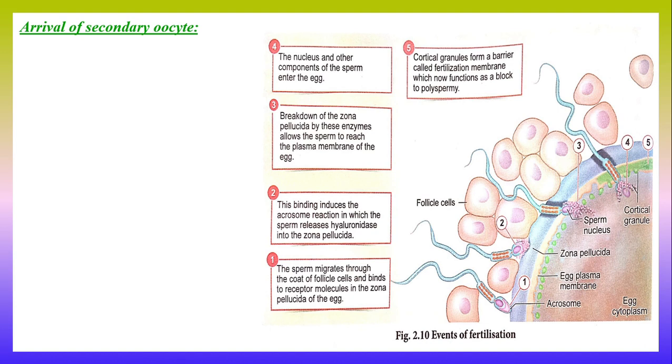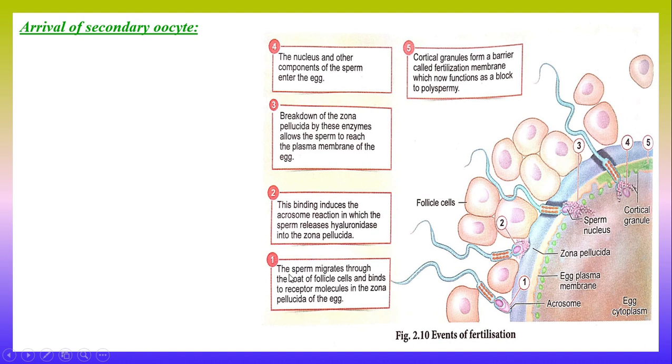Normally, at what time may the secondary oocyte be released? Midline of the menstrual cycle. That means at the 14th day of menstruation. By the rupturing of the Graafian follicle, the secondary oocytes are released. The fimbrium of the fallopian tube collects the secondary oocyte, which passes through the fallopian tube and may reach the ampulla region. It is said that fertilization happens there.